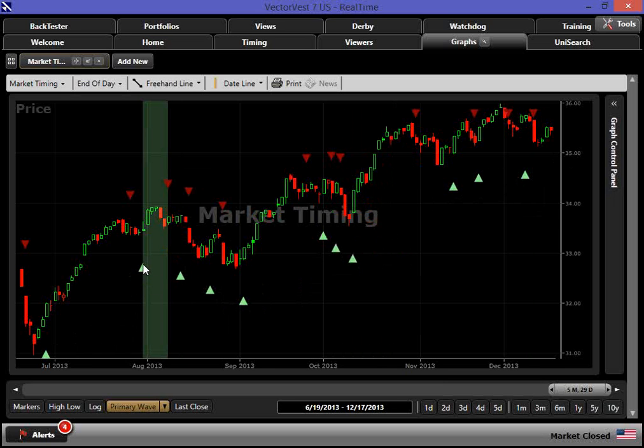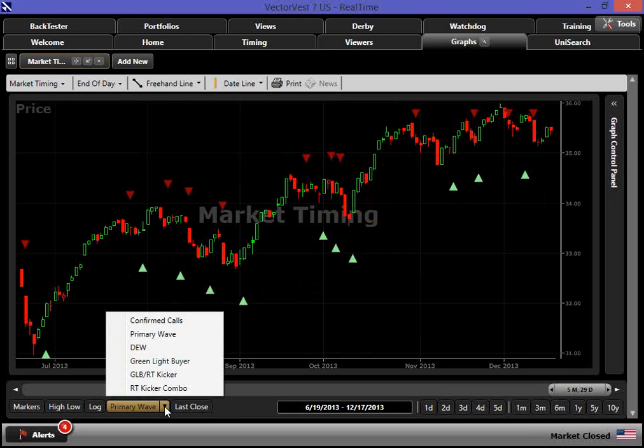So the fast signal lends itself to higher volatility, smaller cap stocks that really are going to make that move. And so a more aggressive trader might use this timing signal for their entries and their exits. So let's move to the next one. Our next signal is the green light buyer.